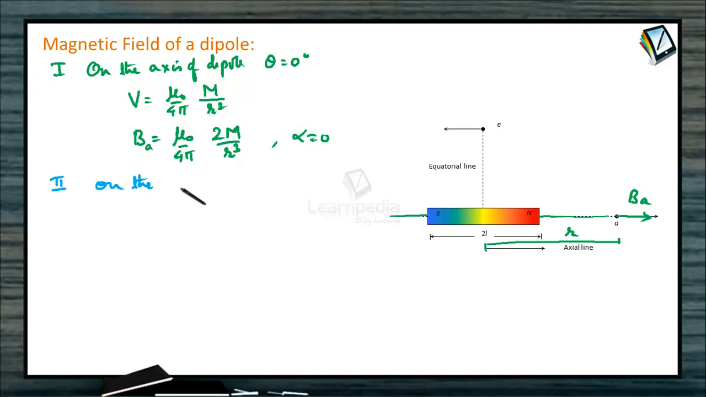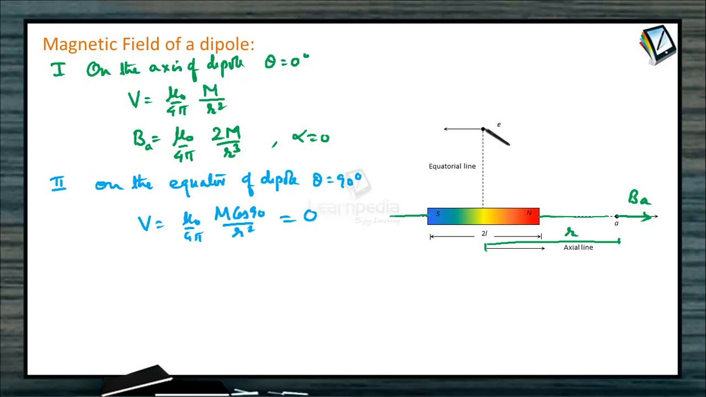Now let us see case 2. On the equatorial line or equator of the dipole, that means theta is equal to 90 degrees. So we know the potential formula. V is equal to mu naught by 4 pi m cos 90 divided by r square. So it is equal to 0. So the potential at that point is equal to 0.